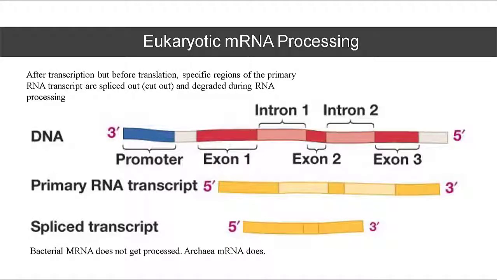After transcription, but before translation, specific regions of the primary RNA transcription have to be spliced out in eukaryotic cells as well as archaeal cells. Bacteria cells, though, do not have this issue because they do not have these non-coding regions called introns. These introns are spliced out or cut out and degraded during RNA processing.